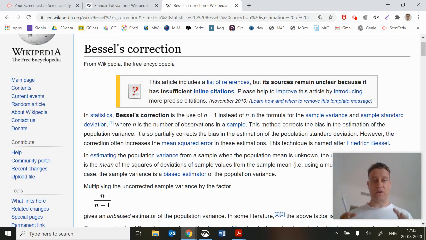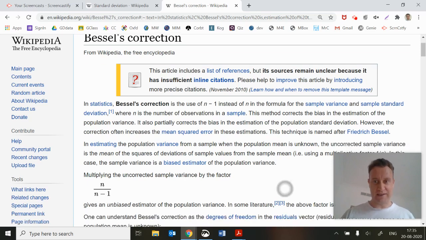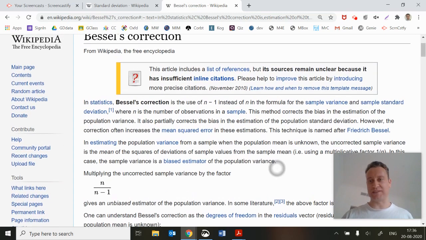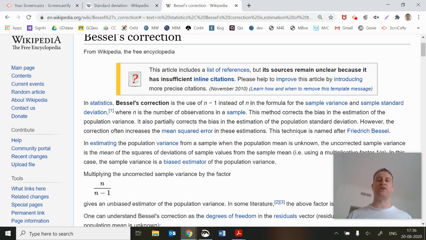In fact, we can do this quite quickly if we just know. I can say it now: the way in which we do this is to multiply the uncorrected sample variance by the factor n over n minus 1. Okay, there it is. But we're going to talk it through a little bit, and try to make some sense of this.